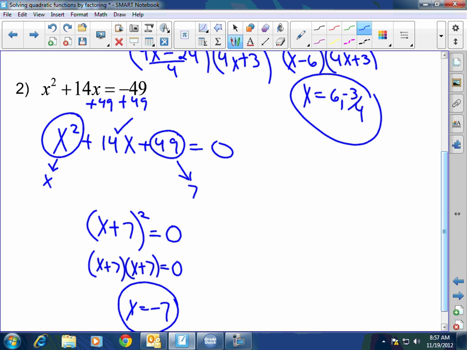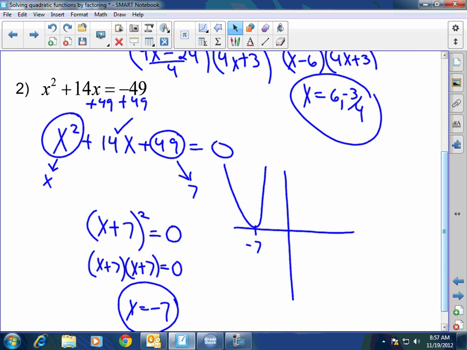Because it's not two solutions, it's the same solution doubled up. Just so you guys know, I'm not trying to bore you, this is what this graph would look like. It only hits one point, so it would be something like this, where it only hits at that one point at the negative 7. Does that make sense? Yes, sir. Everyone with me?